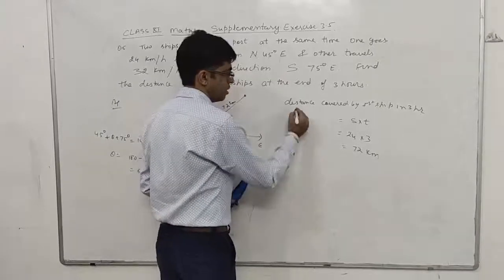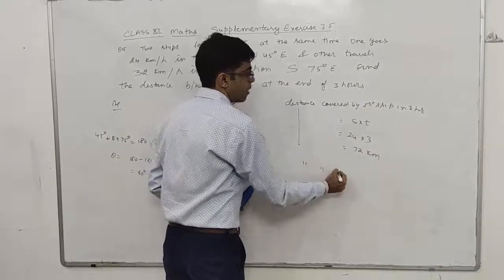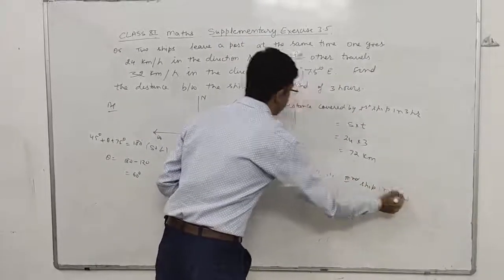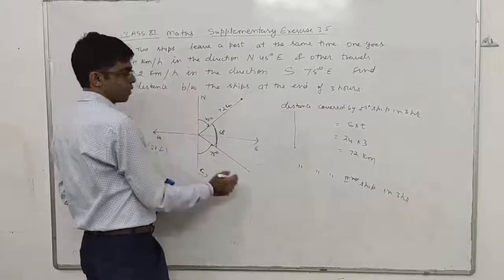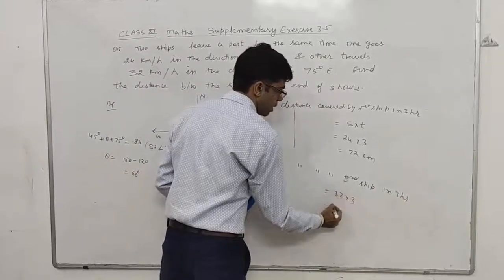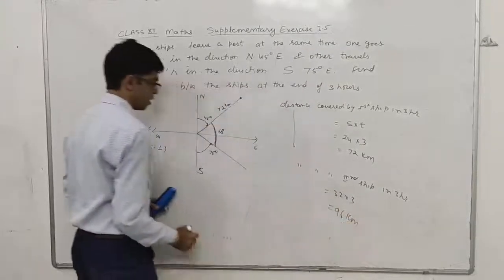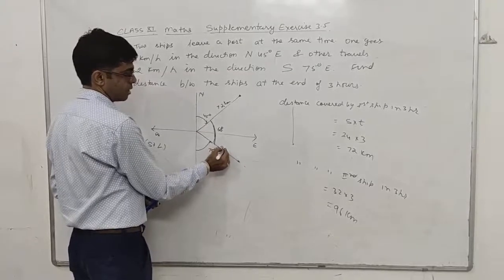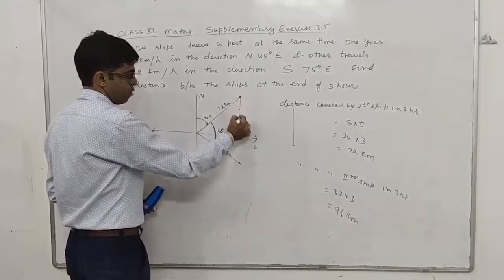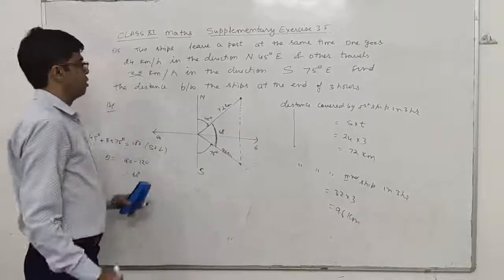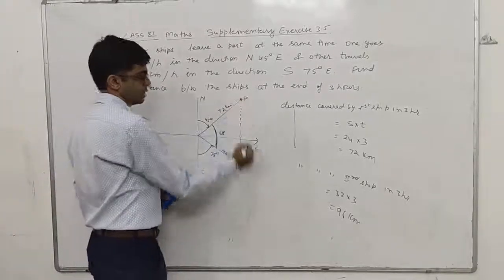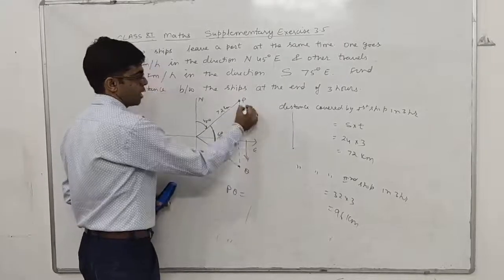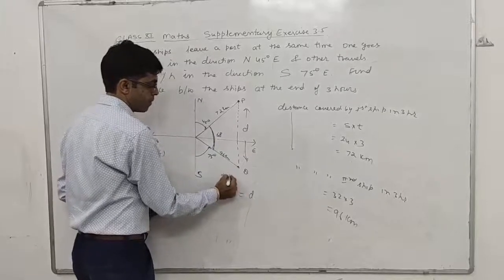Now the distance covered by the second ship in 3 hours. The speed of the second ship was 32 kilometers per hour. So 32 multiplied by 3 is 96 kilometers. Suppose this is the ending point. So the distance is 96 kilometers. Now we have to find the distance between these two ships at the end of 3 hours. Suppose this is P and this is Q. PQ I have let as D. PQ is equal to D.